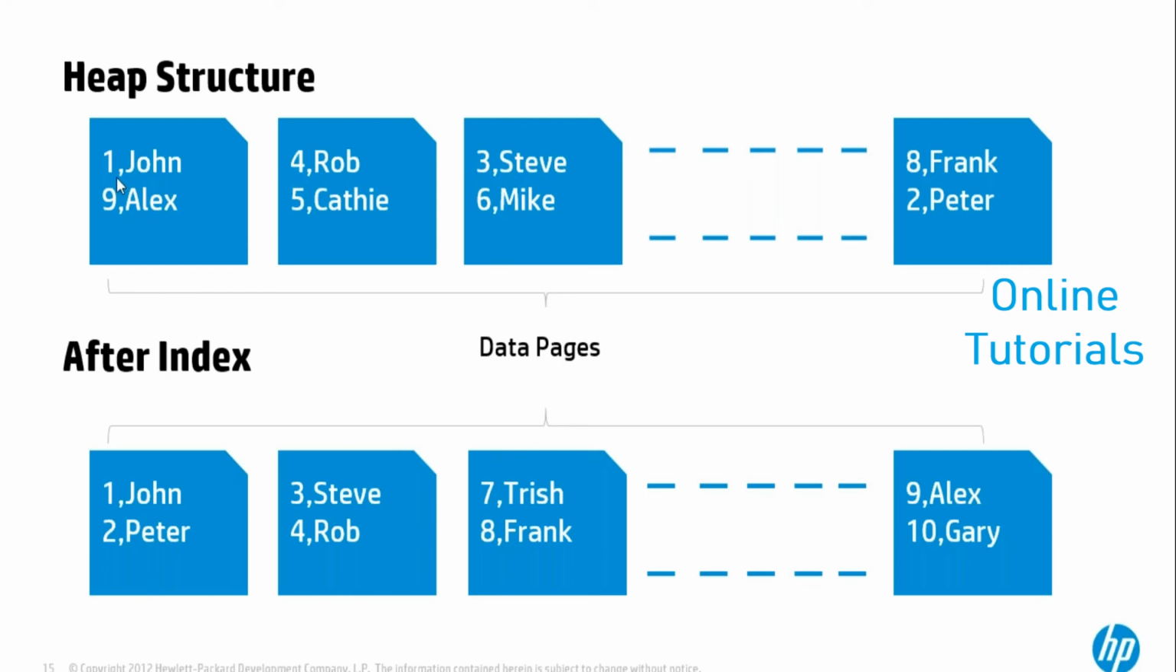After indexing, the first row on the page might be John, the next row Alex, Rob, Kathy. The records are not in a normal order. The next record may not be in the next row; it may be in another page. So it's very difficult to search. But here it is 1, 2, 3, 4, 7, 8, 9, 10, so it's in order format, and the SQL Server engine will find it very easily.